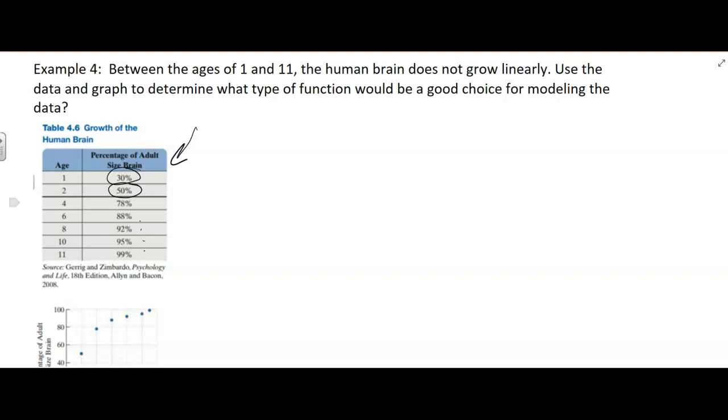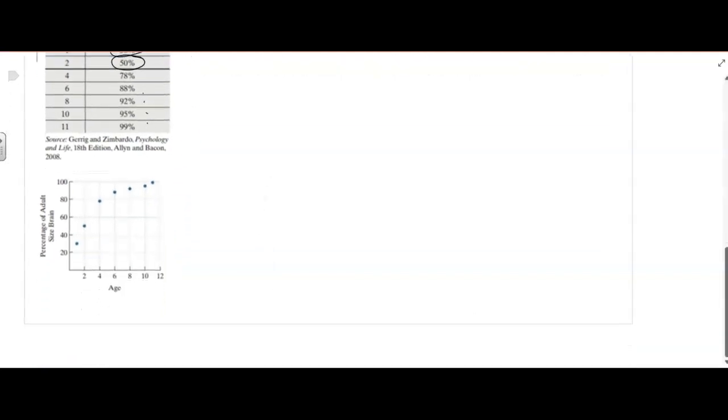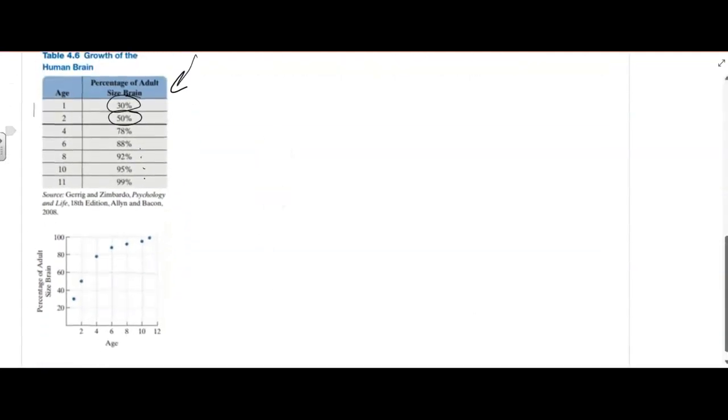You're expecting the brain, as the children are getting older, to be approaching the size of an adult brain. Okay. And by 11, it's pretty close. So they took those data points, 1 and 30 right there, and then they did 2 and 50, and they did all these data points, and they have this graph. And so what type of model do you think would be appropriate? It looks like it's going up pretty quick, but then it's starting to level off, right? And it's not going to go past 100%, because your brain is only at 100% of the adult sized brain.